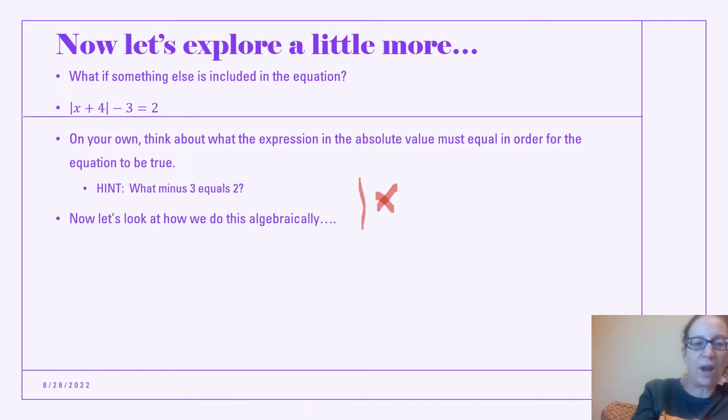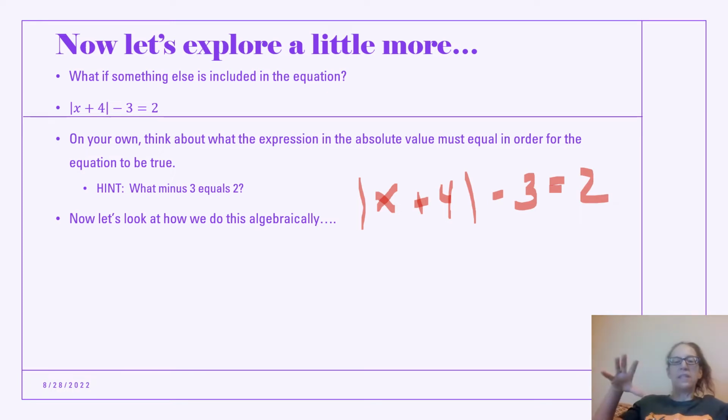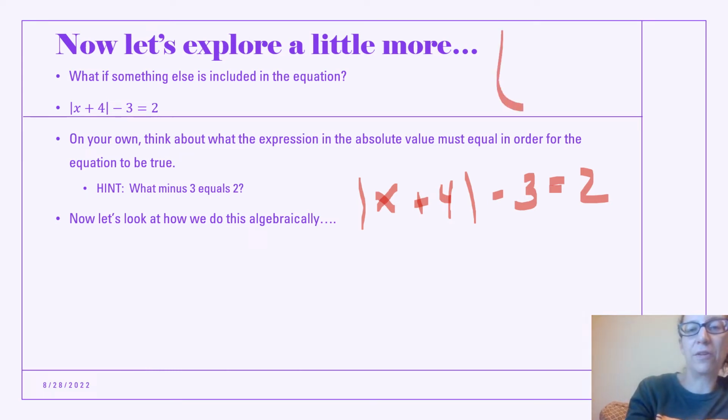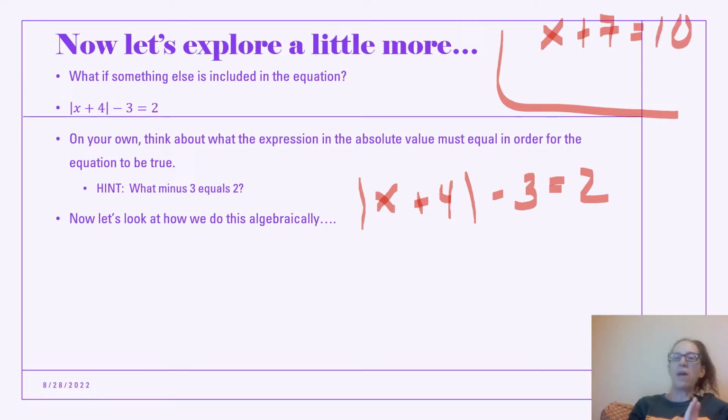Now, here's what it looks like algebraically. What I wanted to drive home with that is that you've got to somehow deal with the minus 3. You can't have that minus 3 sitting over there. So algebraically, I'm just going to give you another example. If you have x plus 7 equals 10, I would hope that all of you could look at that and say, well, x has to be equal to 3 because 3 plus 7 equals 10. I hope that you know your addition facts well enough.